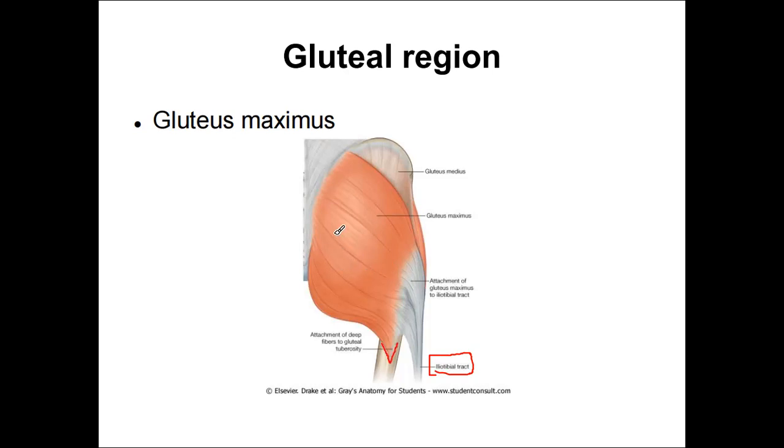Then the nerve supply of the gluteus maximus comes from the inferior gluteal nerve.